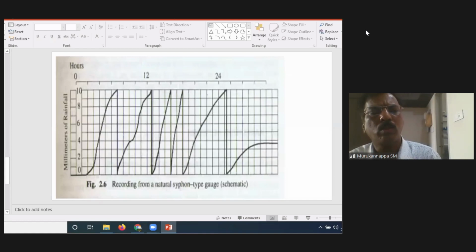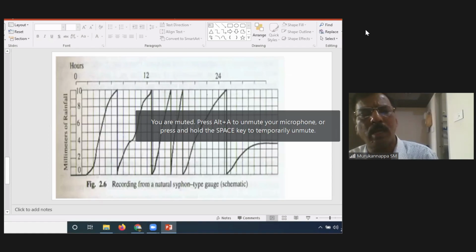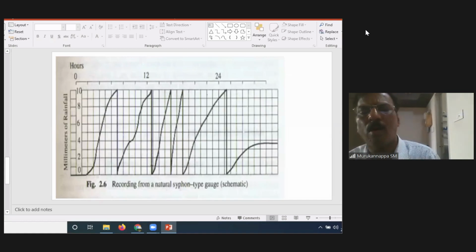So this is how this indicates. The analysis part and all these things are not required for you. See here, on the axis they have given the depth 0, 2, 4, 6, 8, 10, so up to 10 mm. Immediately after reaching 10 mm, if the rain continues, it will be siphoned off. All the water will be drained out. Within a fraction of time it will start again. See here, the downward movement of that curve: within only a fraction of time it reaches 0. So again it will be starting.